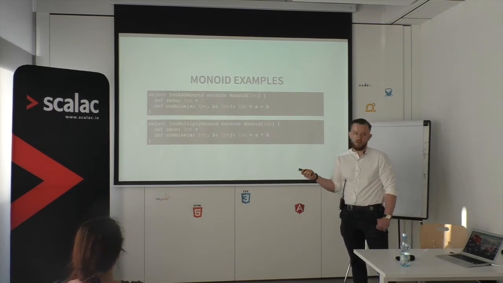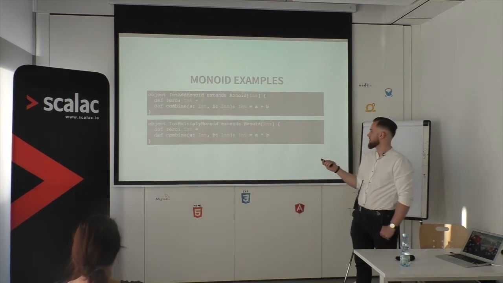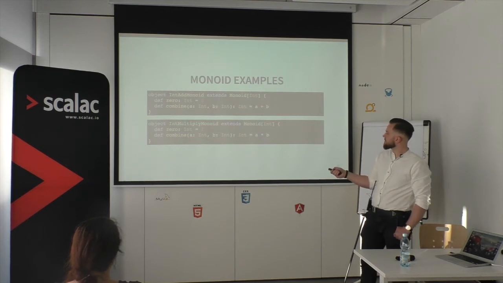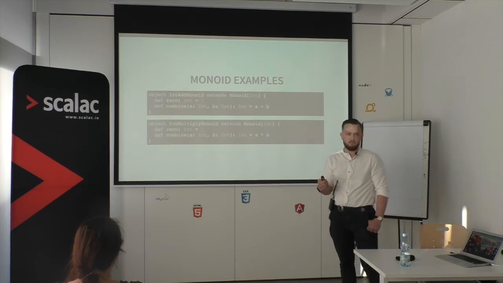So, for example, we can have two instances of monoid for int. The first one is with addition, so the zero element is 0 and the combine is addition. And the second instance is where zero is 1 and combine is multiplication.